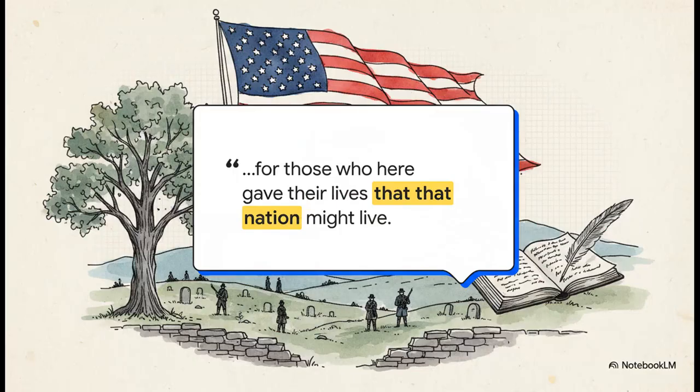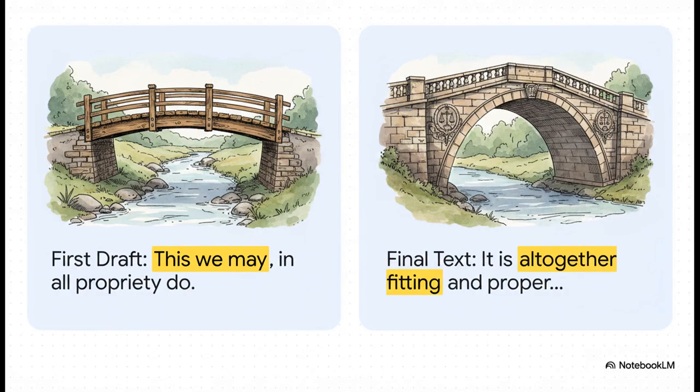Simple enough. But by adding that second that, Lincoln forges this direct, unbreakable link right back to the very first sentence of his speech. It's not just any nation, it's that nation, the specific one he just mentioned, the one conceived in liberty and dedicated to the proposition that all men are created equal. It just hammers home the central argument of the entire speech. It's genius.